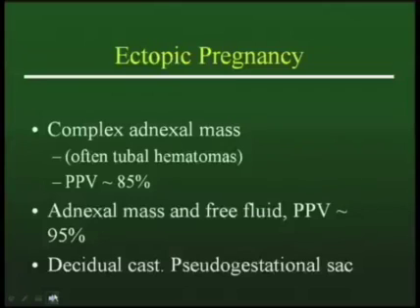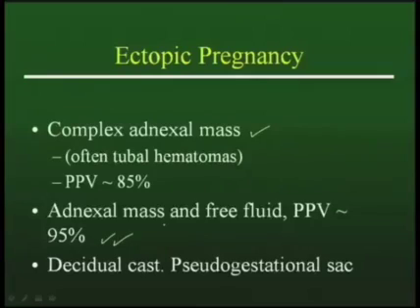Other signs of ectopic pregnancy: complex adnexal masses. The positive predictive value of that sign is actually less than that of fluid, and the reason for that is that there are so many reasons that young women might have complex adnexal masses, including tubo-ovarian abscesses, endometriomas, ovarian masses, or dermoids. But if you have the combination of adnexal masses and free fluid, then the positive predictive value in the proper setting is quite high.